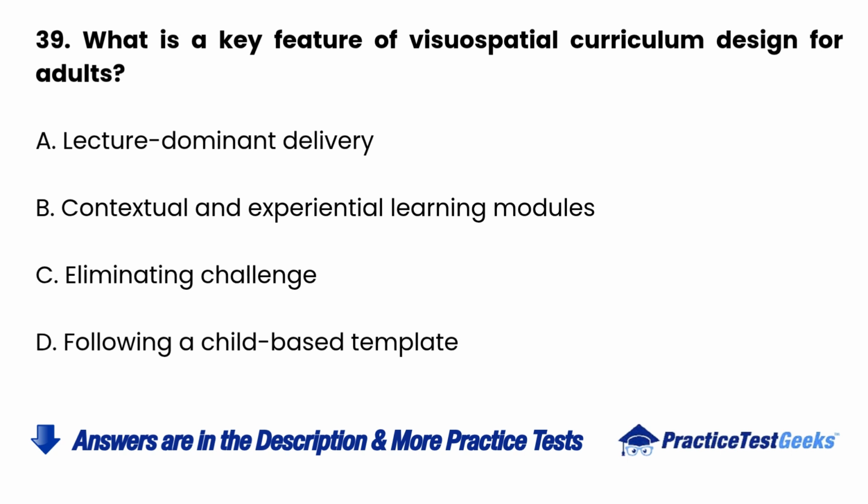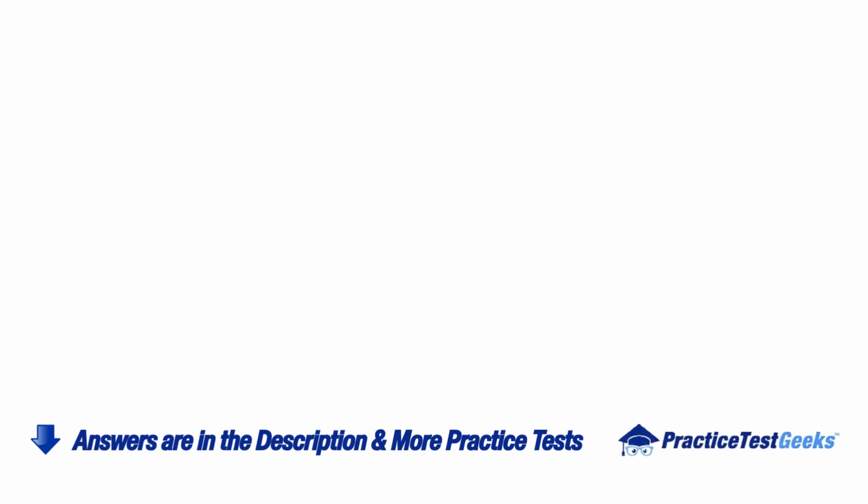39. What is a key feature of visuospatial curriculum design for adults? A. Lecture-dominant delivery. B. Contextual and experiential learning modules. C. Eliminating challenge. D. Following a child-based template.